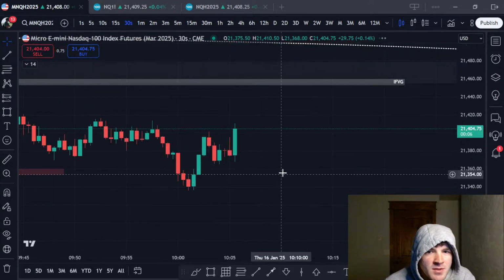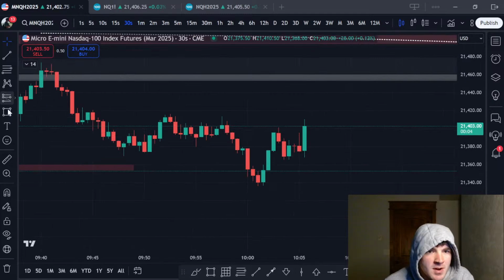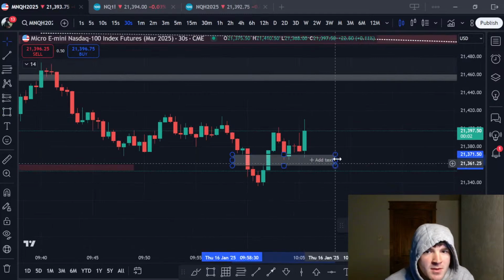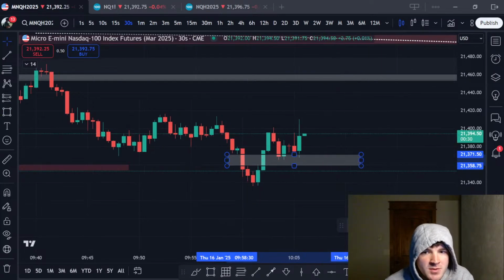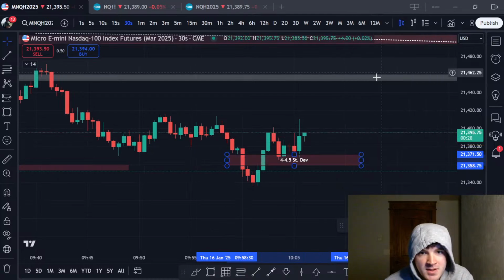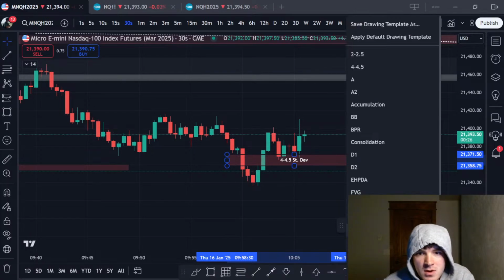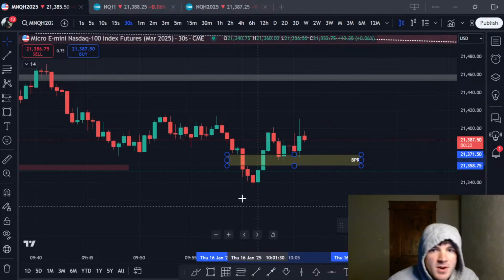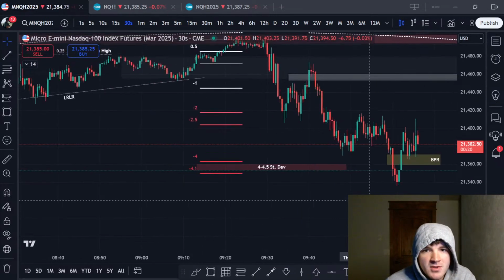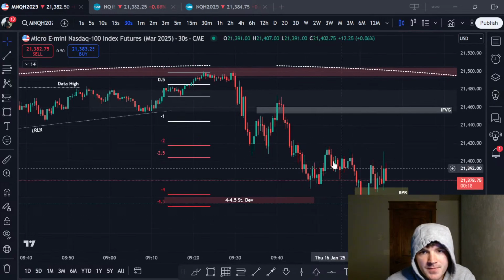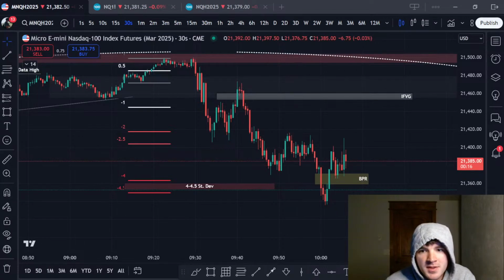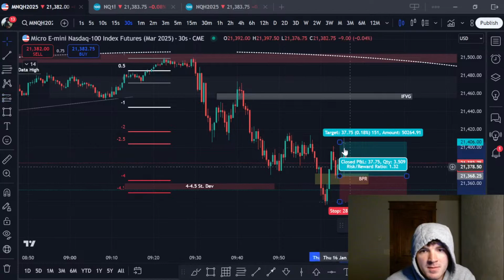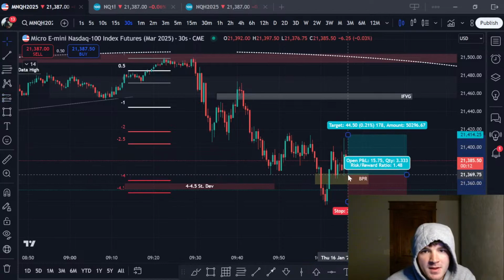Also, right now, this was a 30-second BPR, and I do think that we could get a reaction off of it because we are at that 4 to 4.5 standard deviation. Whoops. Boom. Where's the BPR? Anyone know how to get into Trader by Mike's Discord? I do think that this will probably end up being a 1-to-1. It's my guess.